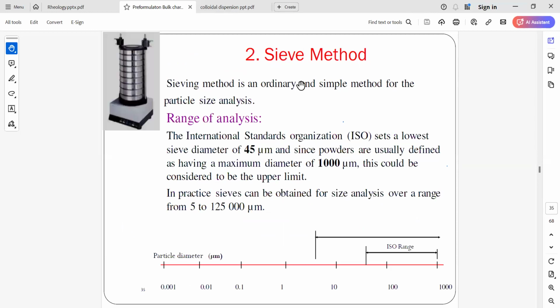Now this is the CU method as we have started, and which kind of distribution will we get, whether it's a number distribution or weight distribution in case of the CU method?